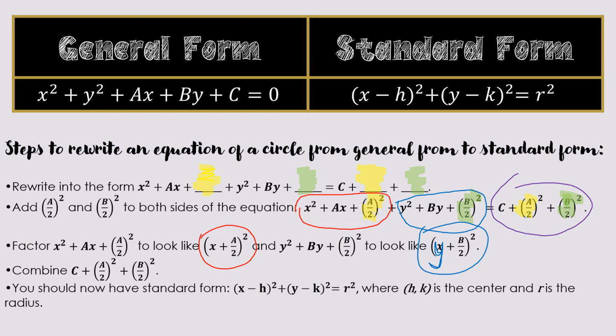So you will then have your center, h, k, and you'll have r squared, which means you can find the radius. I know that looking at these steps might seem overwhelming and very confusing, but let's try it with some examples so you can see what I'm talking about.